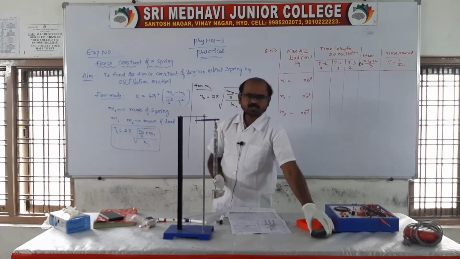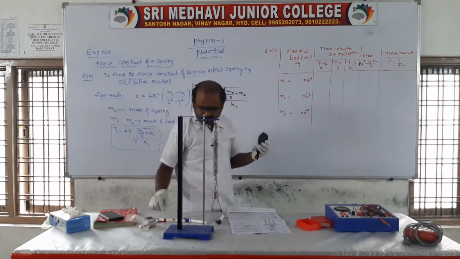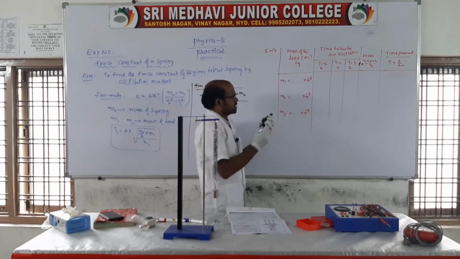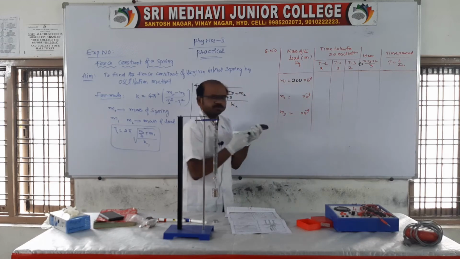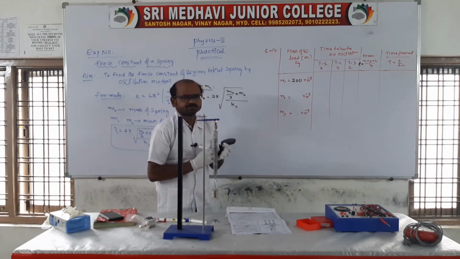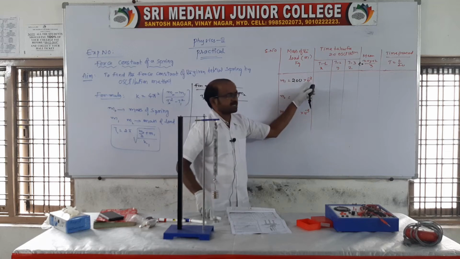Now let us take a stop clock. Now you write in the tabular form. There will be the load that is added here. For the first trial it is 200 grams actually, but we are taking it in kg, so here you write 10 power minus 3.